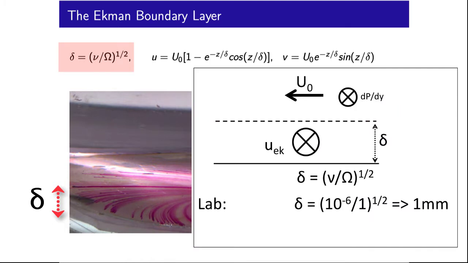For the lab scales, viscosity is about 10 to the minus 6 meters squared per second, and omega is on the order of 1 radian per second. So the Ekman layer is about a millimeter, which is what we see with the dye here.